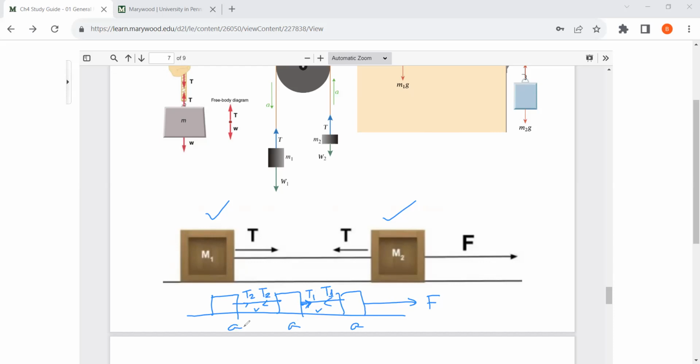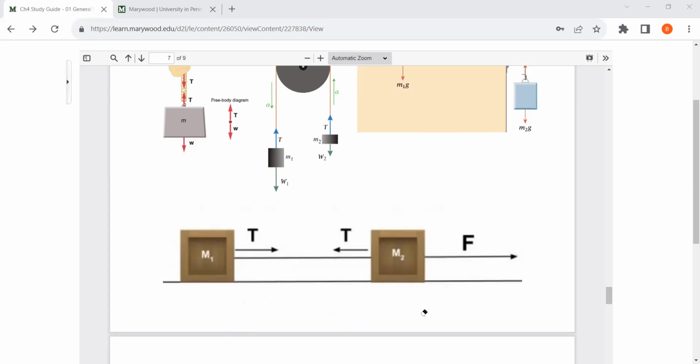So this is basically the assumption of this chapter. Later, if we consider that the rope stretches, then the acceleration will be different and the problem will be more complicated. We are not going to solve a complicated problem here.